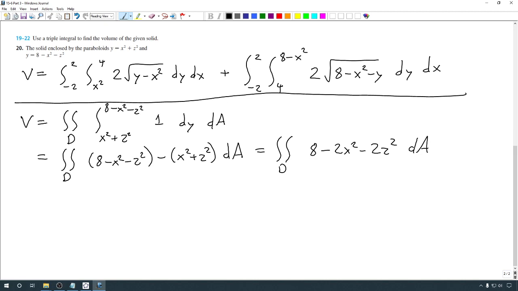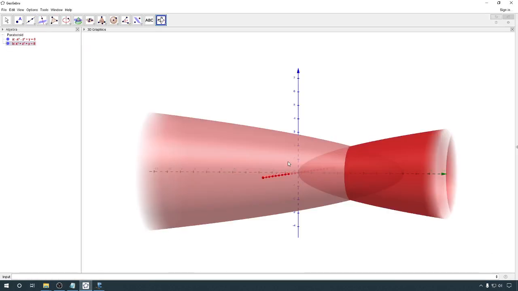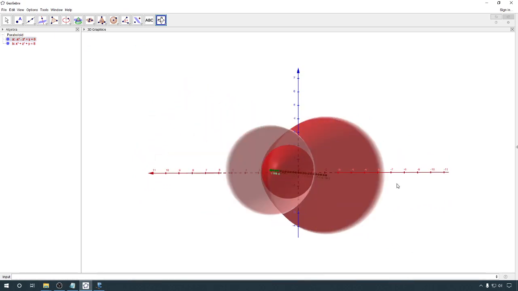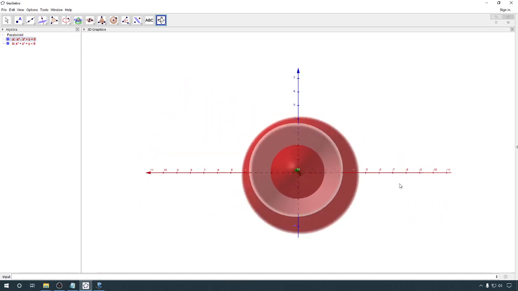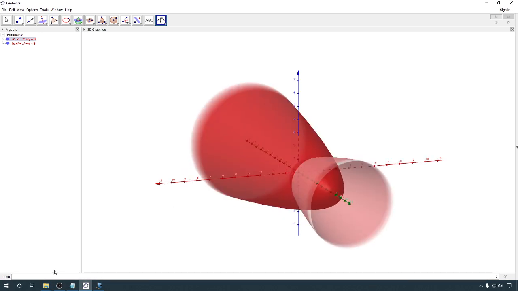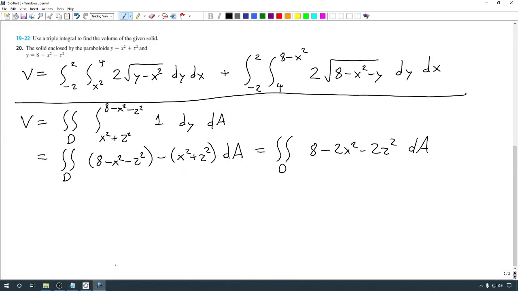Alright, now we need to figure out what D we're actually looking at. So remember here, D is going to be a region in the xz plane. If we look at our setup here, we essentially want to ignore the y. Think about what is the region that we're integrating over. Well, it's actually going to be this circle that we can see here, or really I should say the disk. And this goes out to a radius of 2. So this is 2 here on the x-axis, it's 2 on the z-axis, -2, -2. So we're integrating over a disk.